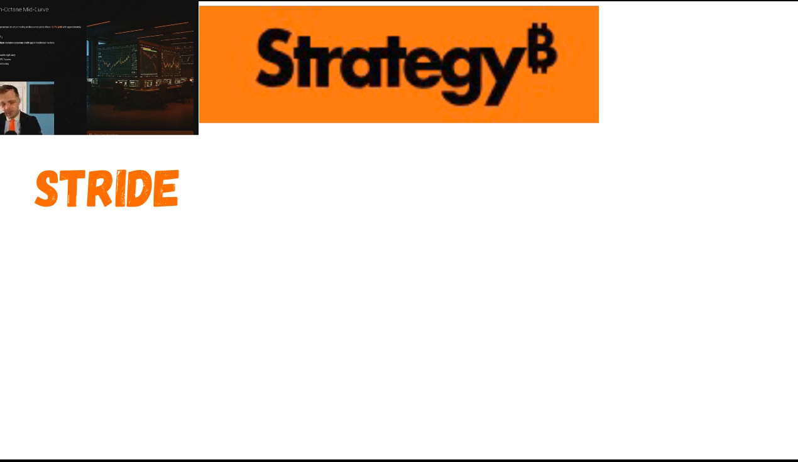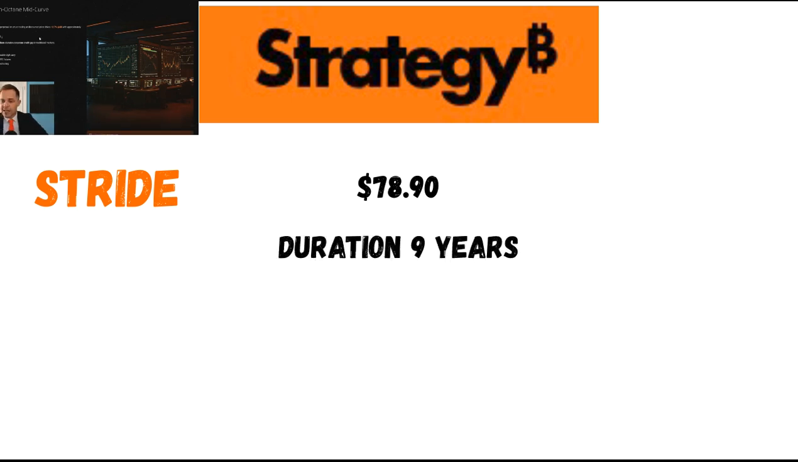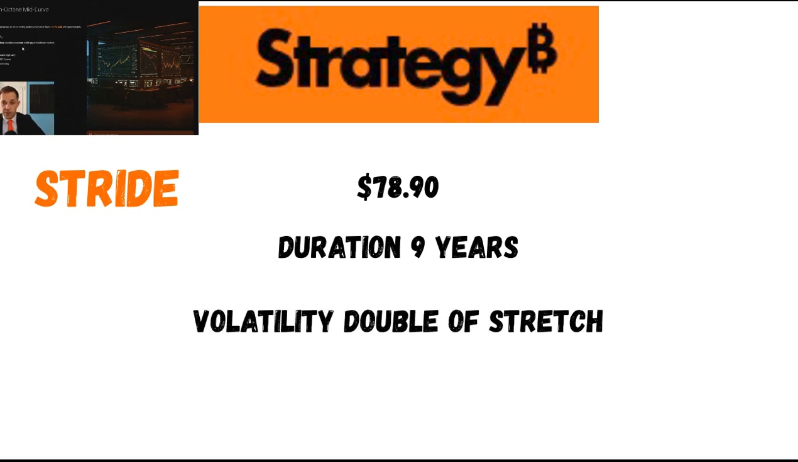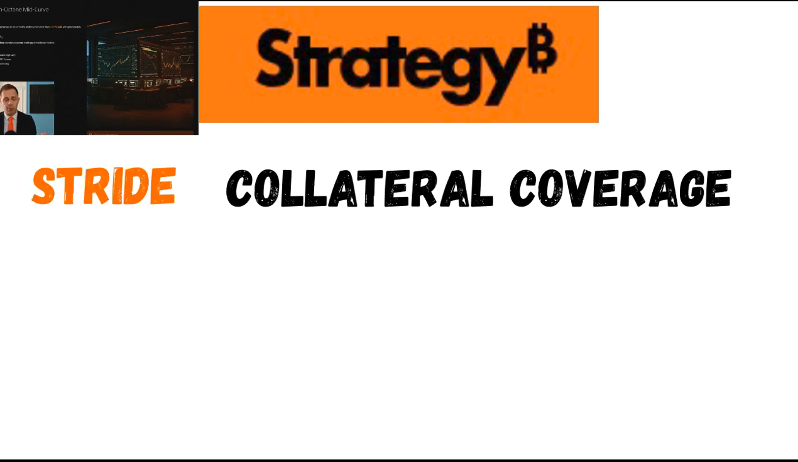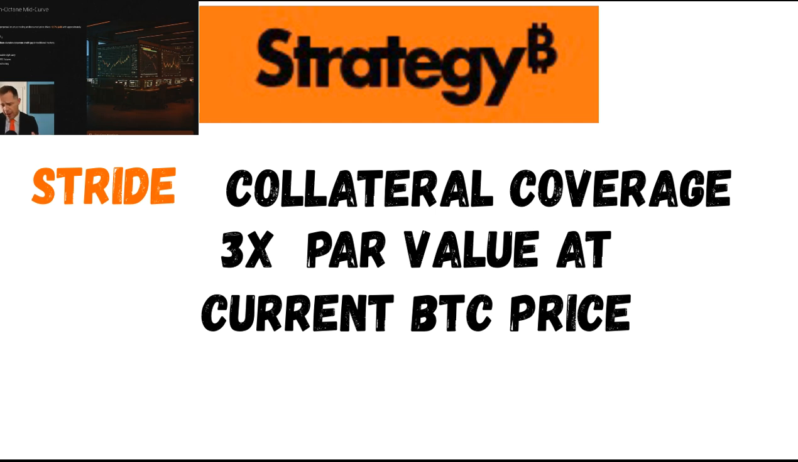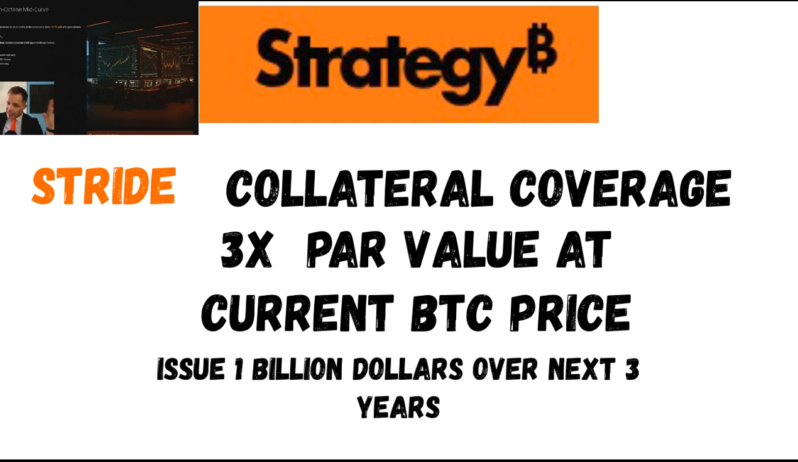This is financial entertainment. It's just at a good deal right now too, in my opinion, $78.90. That effective yield, thanks to that discount, is quite juicy. The duration is about 9 years, which is the middle of Strategy's yield curve. And then the volatility is about double that of STRC because the price moves and not the coupon. Out of seniority, it is the lowest of the 4 preferreds, below STRC, STRF, and STRK, but still ahead of common equity. The collateral coverage is 3x the par value at current Bitcoin prices, which Strategy labels as high yield equivalent.